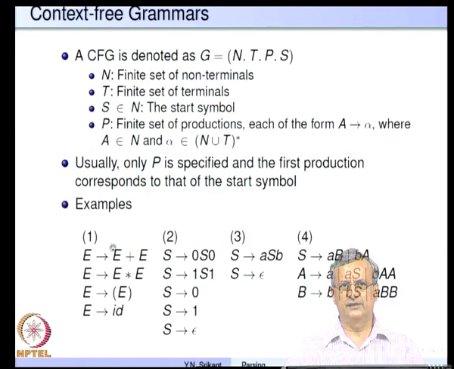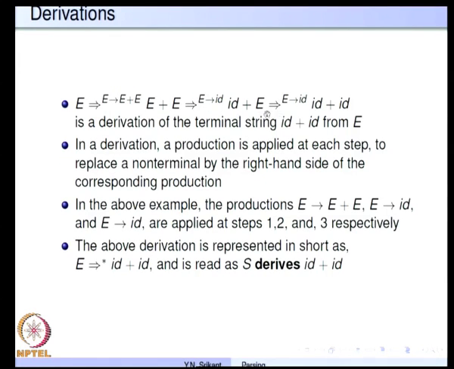So, now we are looking at this grammar and derivations from this particular grammar. The last three symbols, ID plus ID, are the terminal symbols. So, if ID plus ID is regarded as a terminal string, then this sequence of steps that we have shown here corresponds to a derivation of the terminal string ID plus ID from the non-terminal or the start symbol E.